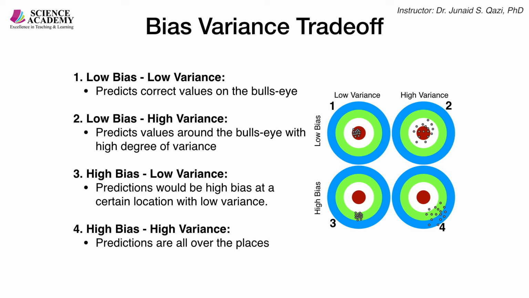If we look at board 3, where we have high bias and low variance, our predictions would be highly biased at a certain location, and they will have very low variance. We can see all the data points are all together. On board 4, where we have high bias and high variance, we have predictions all over the board.